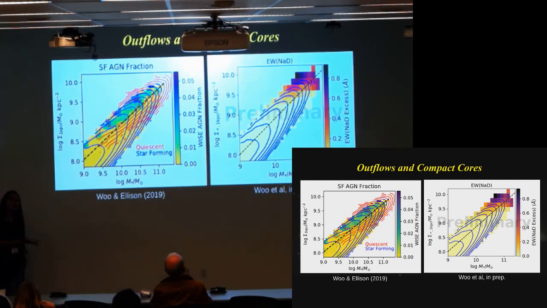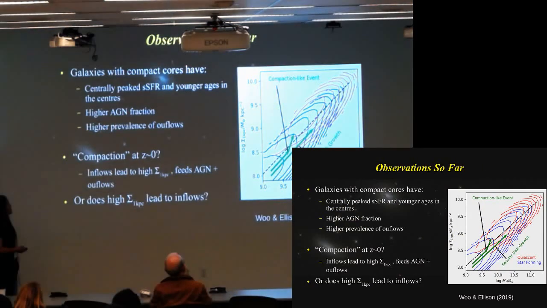So this is all consistent with a picture of these galaxies going through some sort of compaction event. Okay, so far, galaxies with compact cores we have seen have centrally peaked star formation rate, and younger ages in their centers. They also have higher AGN fraction, and they have a higher prevalence of outflows.